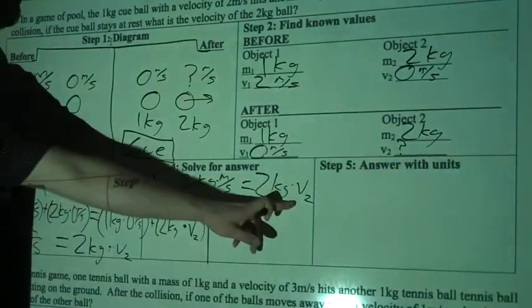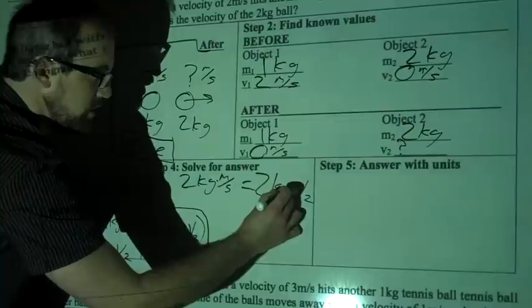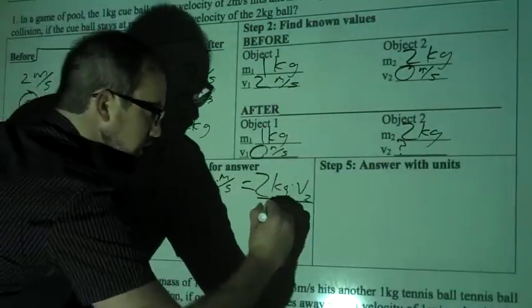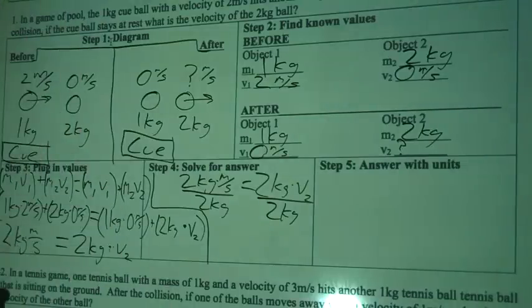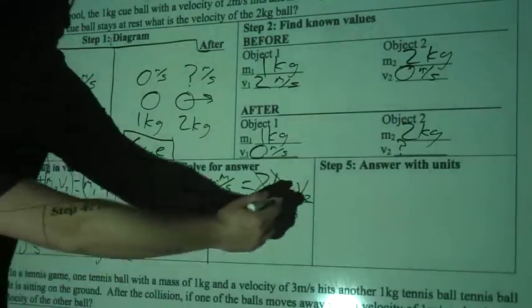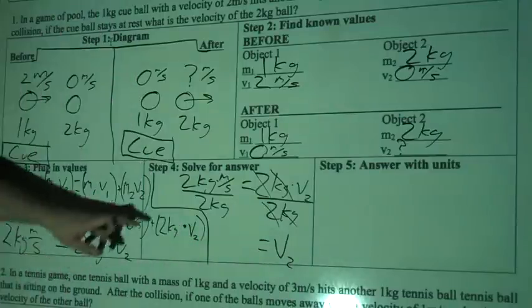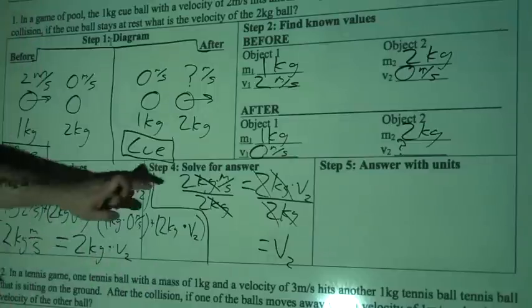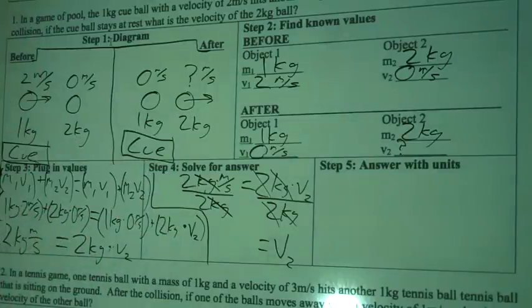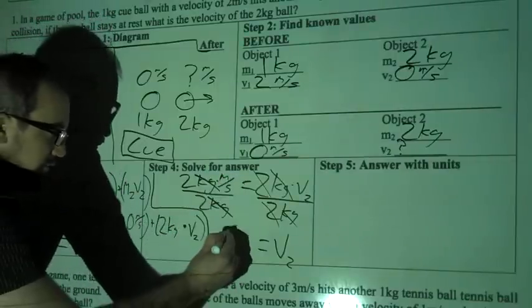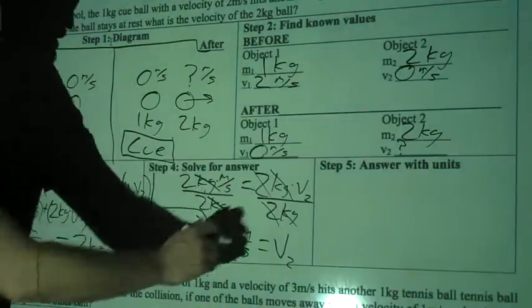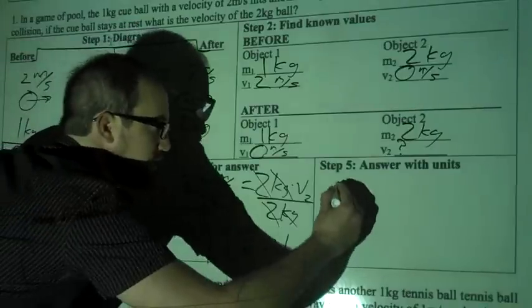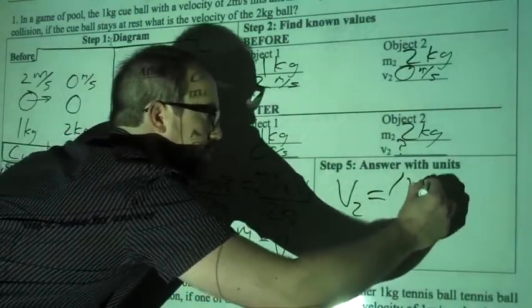How do I get v2 by itself? Divide both sides by not just 2, but 2 kilograms. 2 kilograms divided by 2 kilograms, and I do that because I'm going to cancel out units as well as numbers. So the 2 and 2 here cancel out, and kilograms and kilograms also cancel out. All I'm left with on this side is v2 equals. Then my kilograms cancel out here, and 2 divided by 2 equals 1. The only units I have left there are meters per second, which fits because I'm looking for a velocity. So I'll rewrite my answer with units: v2 equals 1 meter per second.